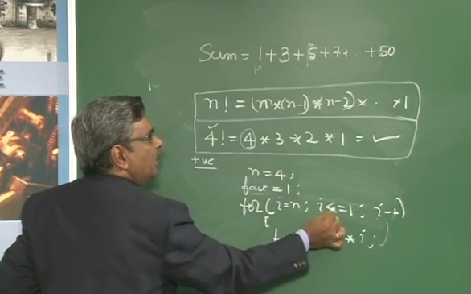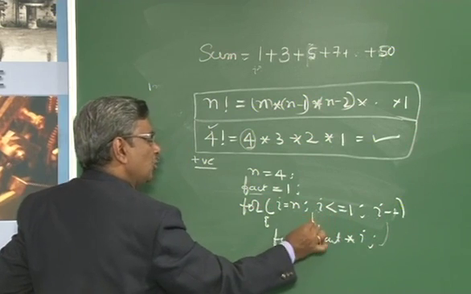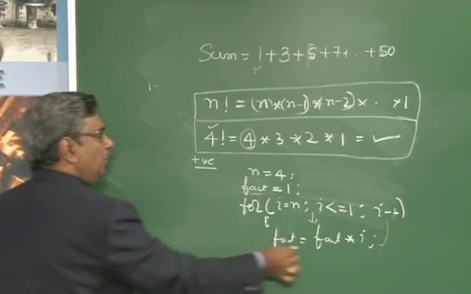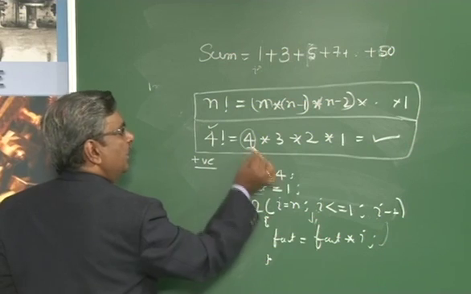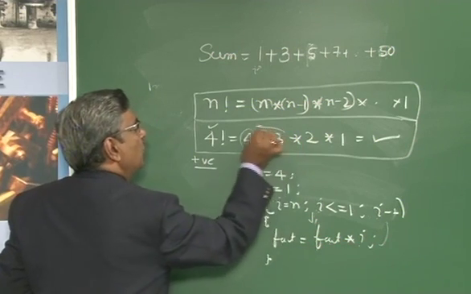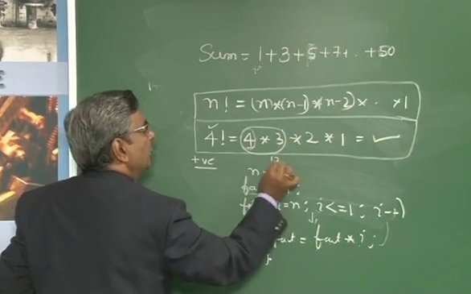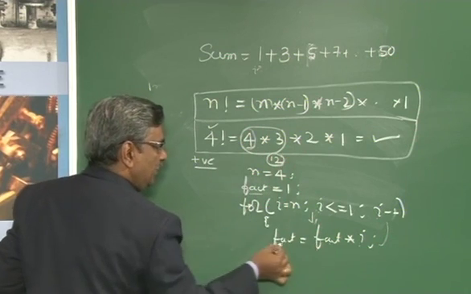Is 3 less than or equal to 1? Yes, the control goes inside. Now the previous result, whatever 4 is there, is multiplied with 3: 4 into 3, 12. That result is available to you in this variable.